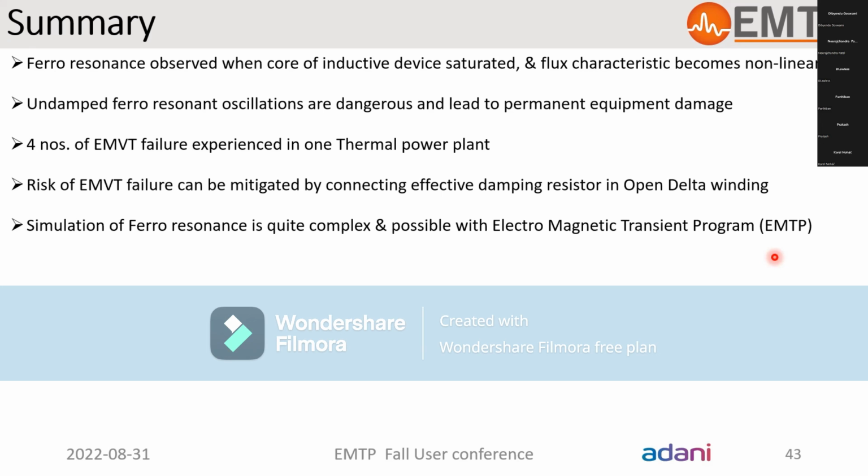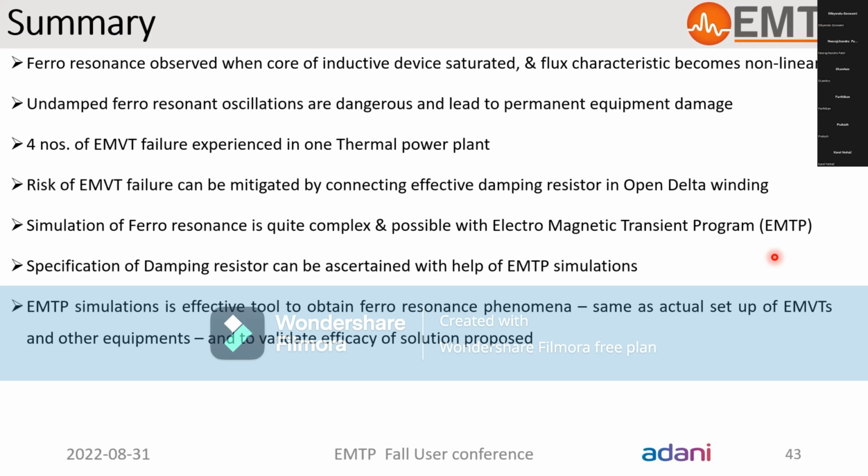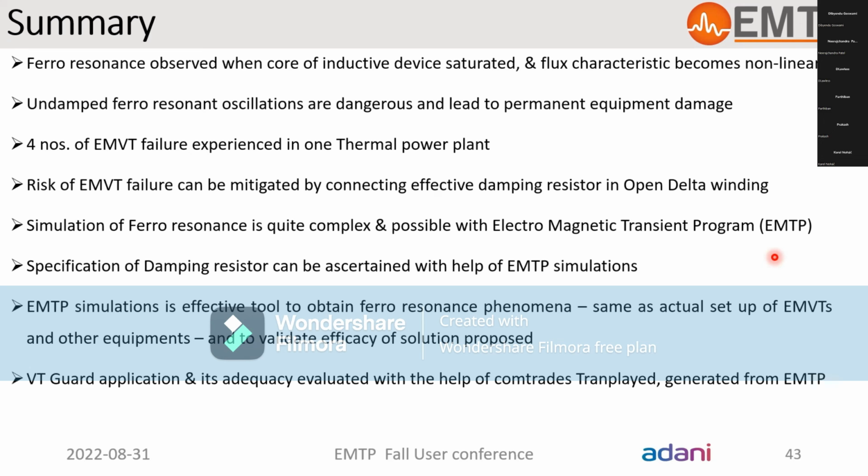delta winding. The simulation of ferroresonance is quite complex, but it is possible and demands time domain simulation, which can be done effectively with the EMTP program. The specification of the damping resistor can also be ascertained with the help of the EMTP simulations. EMTP simulation is an effective tool to obtain the ferroresonance phenomena, giving the same result as the actual setup of the EMVTs and other equipment. The efficacy of the proposed solution can also be validated with the EMTP simulation.